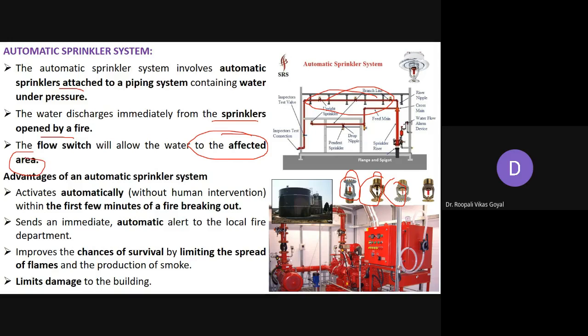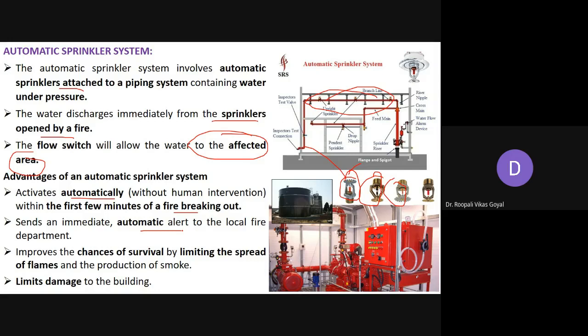So this is automatically working. So pressurized water system, that is connected with the piping arrangement, that is connected with the nozzles, that is under pressure, that will sprinkle the water all over the fire. Generally, advantage wise, it works automatically without human intervention within a few minutes of the fire breaking out. Okay, and also it will send an automatic alert to the local fire department, so they can also come and help.